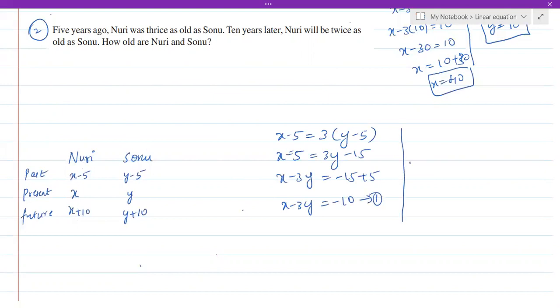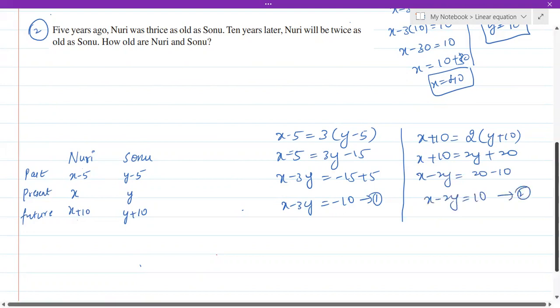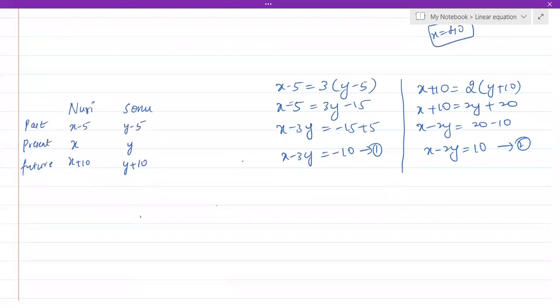Similarly, let's get our equation 2. 10 years later, what is Nuri's age? x plus 10. That will be twice as old as Sonu, in the sense, 2 times Sonu's age, that is y plus 10. So let's solve this. x plus 10 is equal to 2y plus 20. Get the 2y to the other side and 10 to the RHS. So x minus 2y is equal to 20 minus 10, which is 10. This is equation 2. So let's solve equations 1 and 2 by the elimination method.